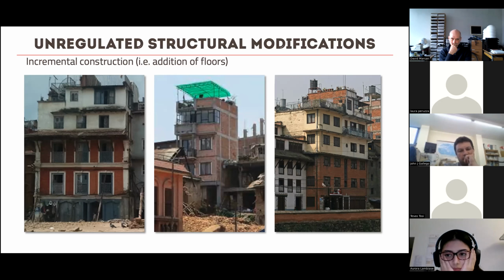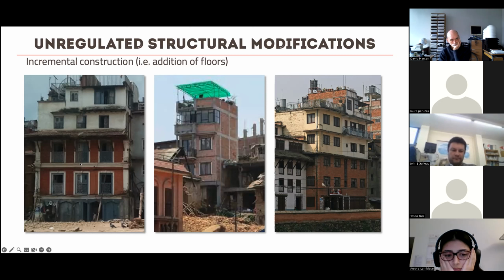One of the sons wanted to build a new building, so he completely cut the building. 50% of the building was gone, and then he decided to build a new building next to it. Obviously this introduced a lot of deficiencies on the half of the building that remained there. A lot of times this happens because the family increases, and they just want to add more and more stories to maximize the house.